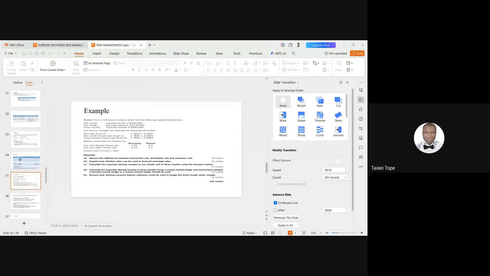Now, 3 months expected receipt. We have $300,000. The finance manager has collected the following information. Spot rates, dollar per pound: 1.7820 plus or minus 0.002. This 0.002 is the spread. This is the base value. Now, when some people see this, they begin to ask, what is the meaning of plus or minus 0.002?